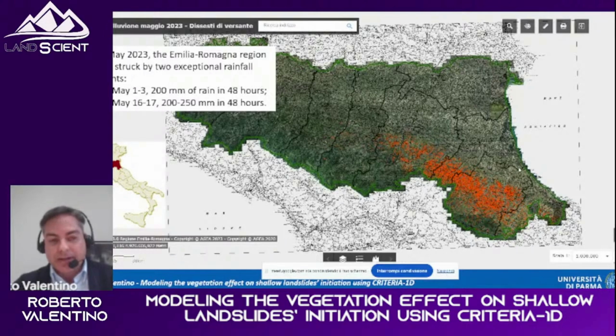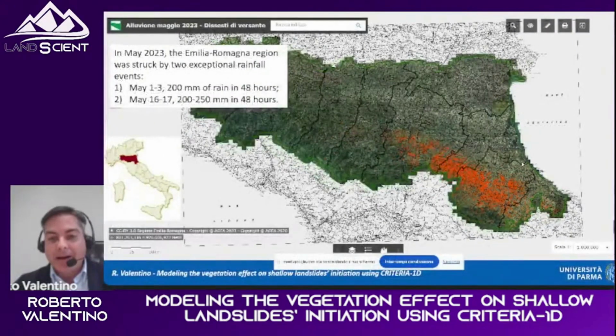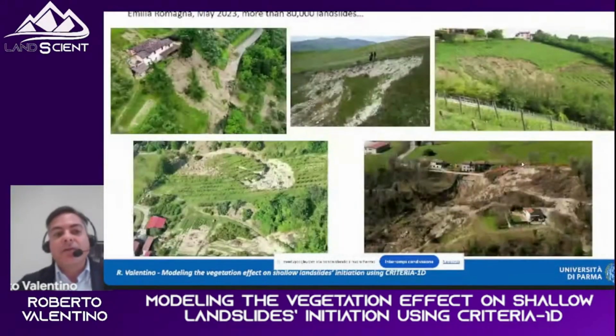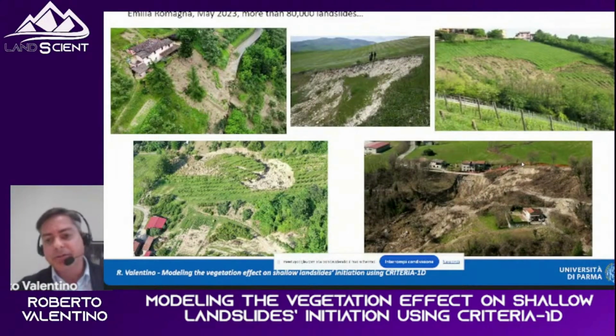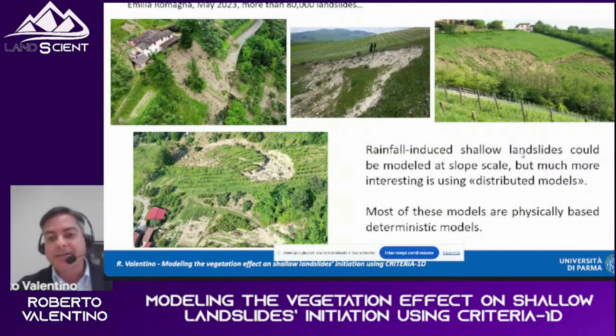A second event occurred less than 2 weeks later, between 16 and 17 of May, with a higher amount of rainfall, between 200 and 250 millimeters in only 48 hours. And a lot of rainfall-induced landslides affected a wide territory. As we can see from these pictures, many landslides also affected roads and properties.